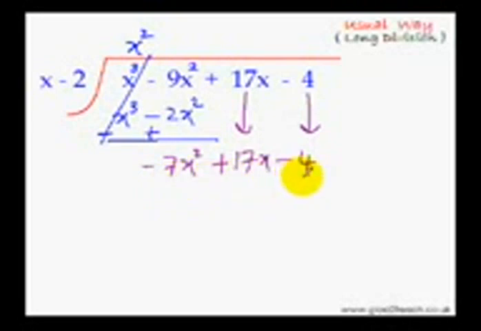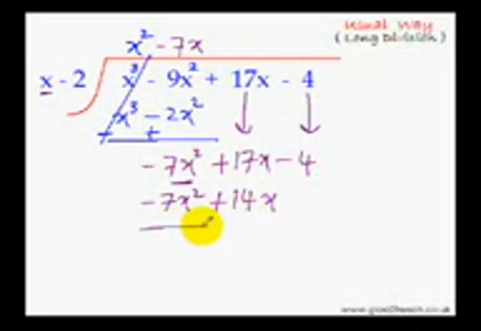So this is a new dividend. And once again we repeat the same process. That is, we divide the first term of this new dividend by the first term of this divisor. Minus 7x square divided by x is minus 7x. And once again we multiply this answer term with all the terms of the divisor. Minus 7x times x will give us minus 7x square. Minus 7x times minus 2 will give us plus 14x.